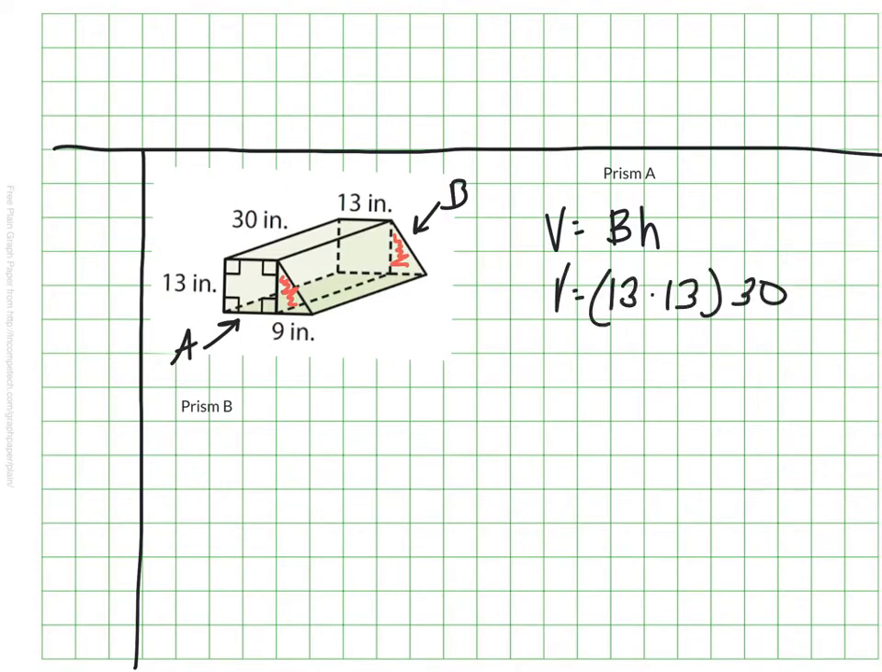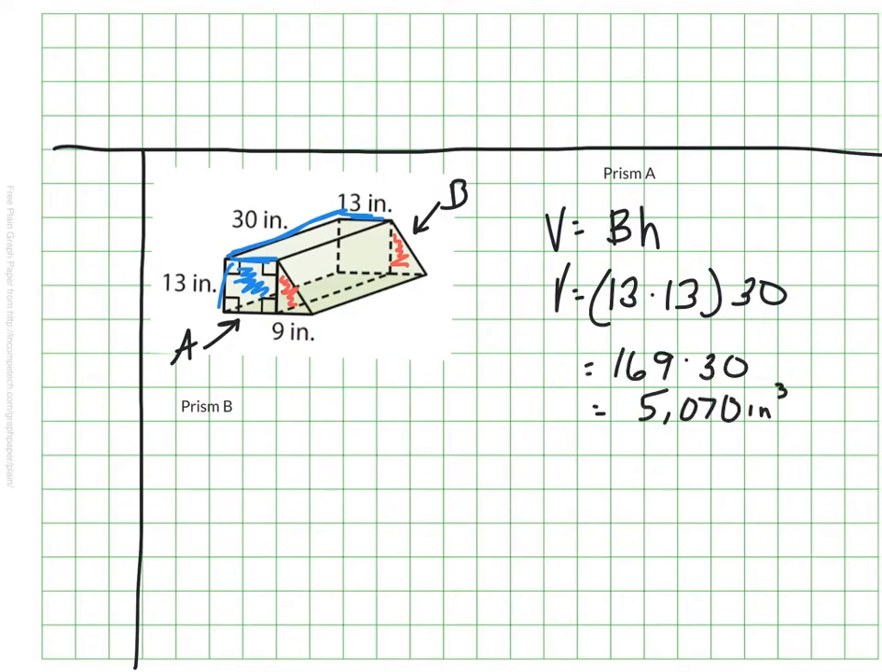So when I did prism A, I'm looking again at this as my base here. So this is 13 by 13, because that's 13, so this is as well. So that's this blue section here. And then I'm going to multiply it by the height of 30. And I know it's a little weird because it looks like the height is in a different spot, but I'm just pretending this has been rotated down on its side.